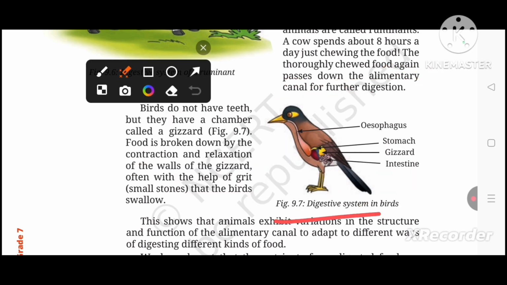This is the digestive system of a bird, where this is the esophagus, this is the stomach, this is the gizzard, and this is the intestine. The most important point is the gizzard. The gizzard is present in birds while the rumen is present in the cow. Birds do not have teeth, but they have a chamber called the gizzard. The food is broken down by the contraction and relaxation of the wall of the gizzard, often with the help of grit, small stones that the bird swallows.